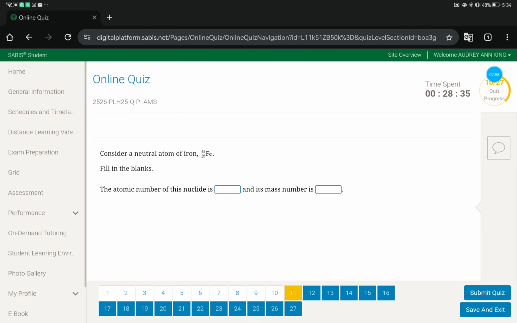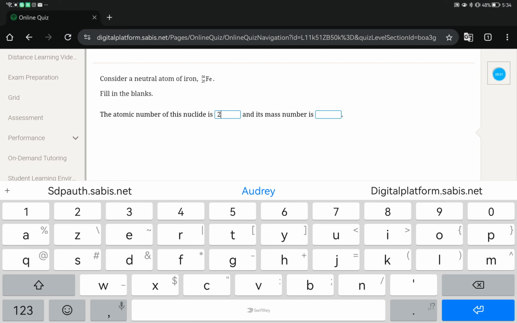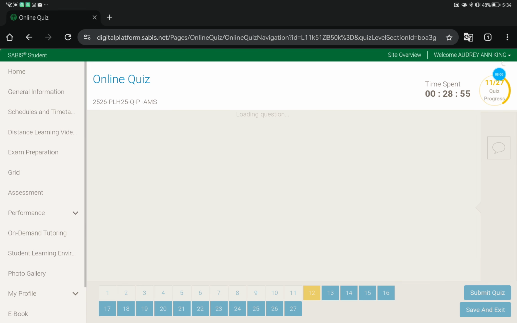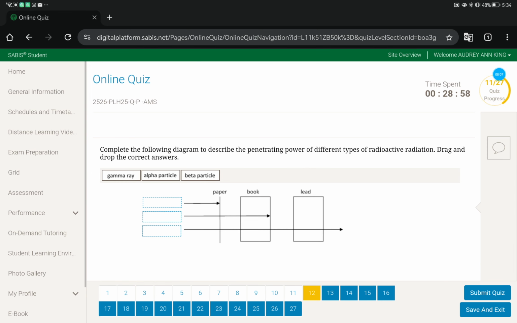The atomic number of this nuclide is... Okay, this question's super easy. This is just 26 and this one's just 54.